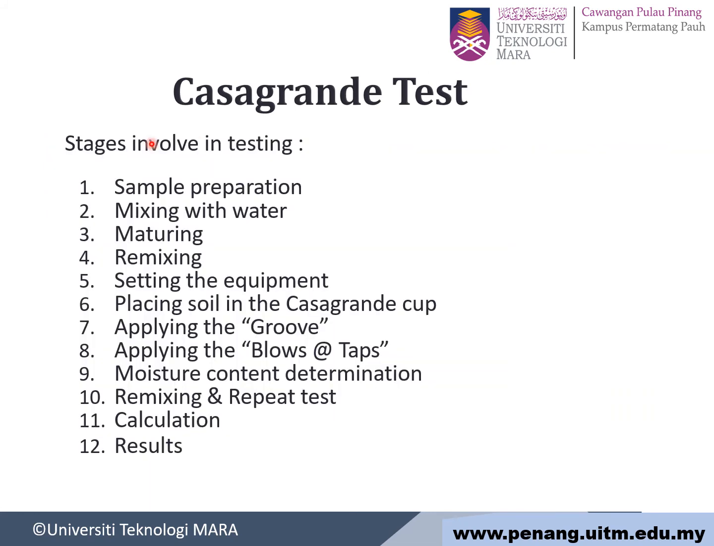For the Casagrande test, the stages involved in testing are: first, sample preparation, mixing with water, maturing, remixing, setting up the equipment, placing soil in the Casagrande cup, applying the groove, applying the blows and taps, moisture content determination, remixing and repeating the test, calculation, and you will get the result.